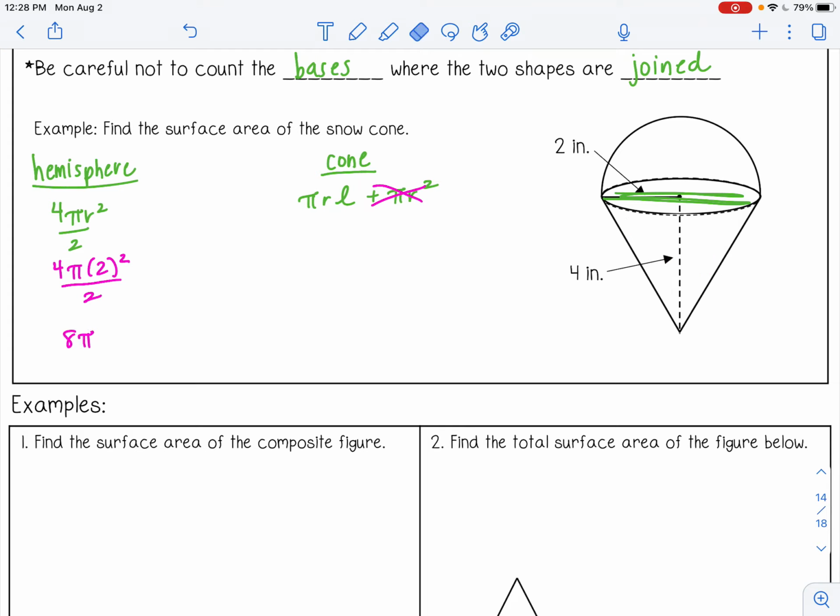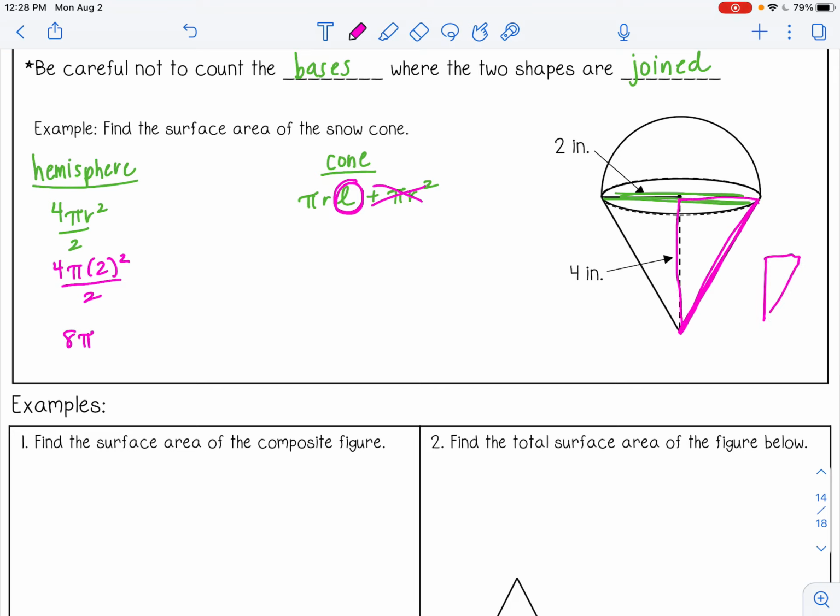Now for my cone, be careful because it calls for the lateral length, which is also the slant height. We've been calling it that too. It can also be that L because it's just the length of this lateral side here. But we just have the normal height of that cone. We don't need that. So what I can do is take this triangle here.